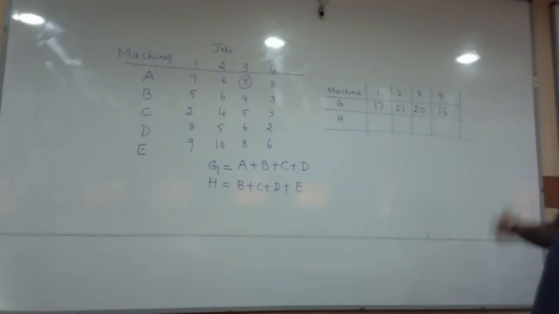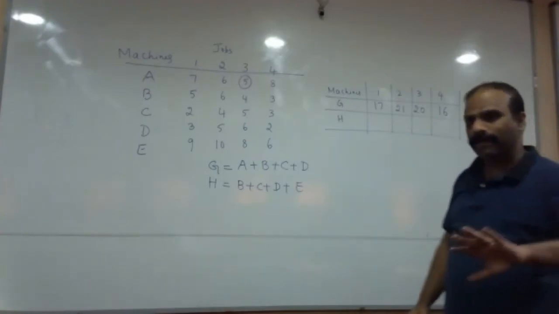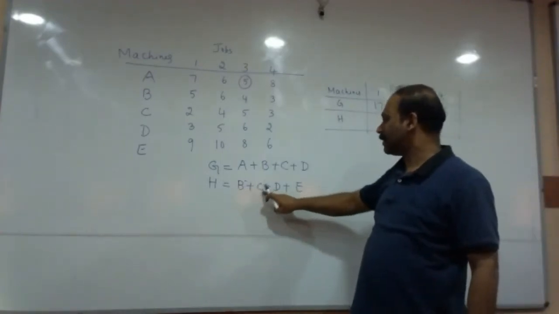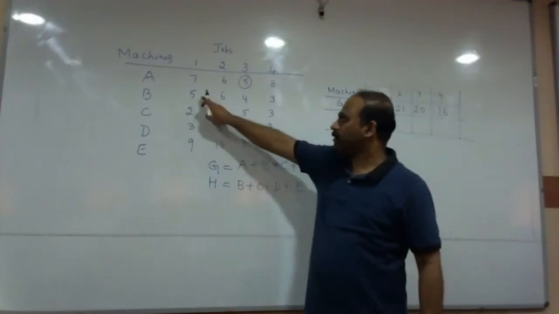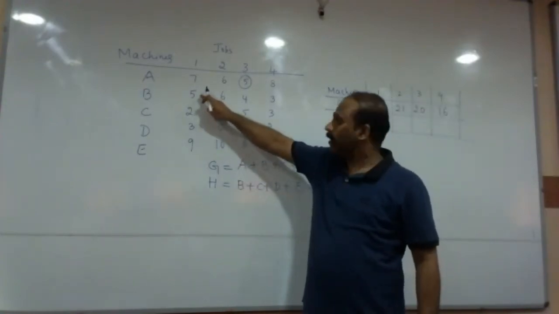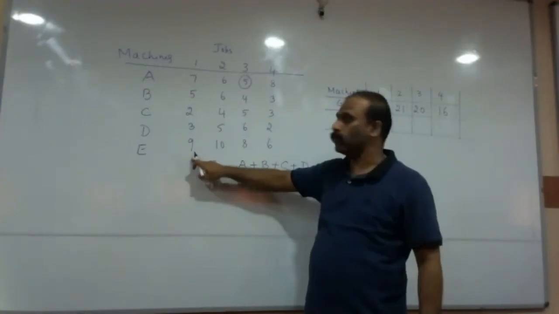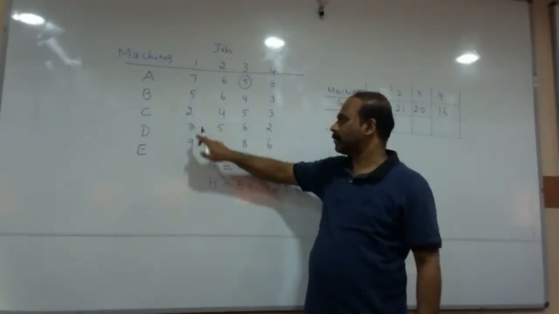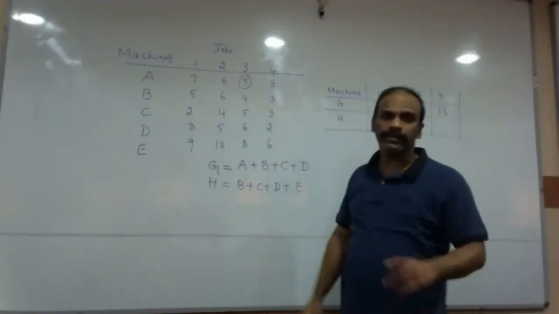Now can you please tell me the values for H? Exactly the same thing. B plus C plus D plus E. That means I have to start from the second row, from this till the last value. So 5 plus 2 plus 3 plus 9 for all the 4 columns. Can you tell me the values now?